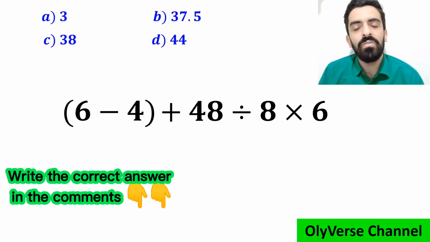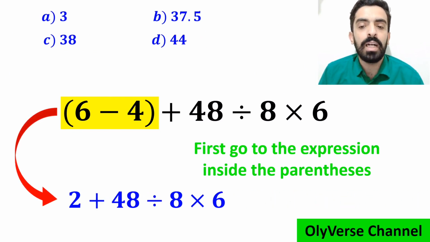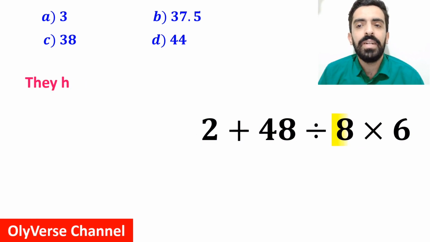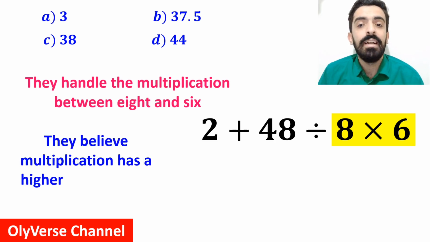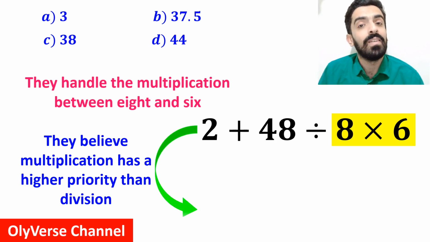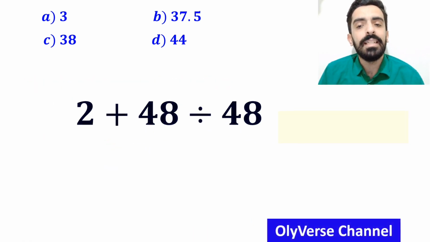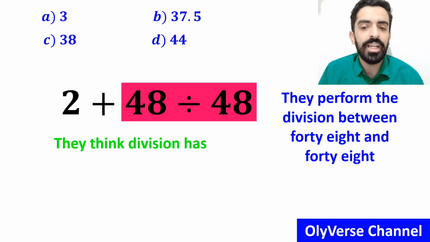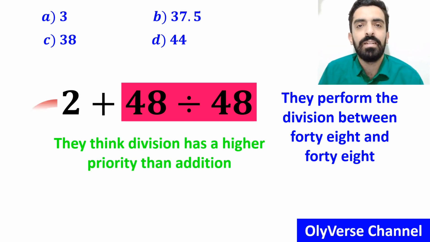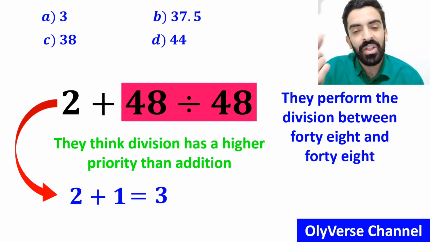Also, some other people, when solving this question, first go to the expression inside the parentheses and write this expression as 2 + 48 ÷ 8 × 6. In the next step, first they handle the multiplication between 8 and 6 because they believe multiplication has a higher priority than division. So, they rewrite this expression as 2 + 48 ÷ 48. In the final step, they perform the division between 48 and 48 because they think division has a higher priority than addition. So, they simplify this expression to 2 + 1, which ultimately gives them the answer 3.